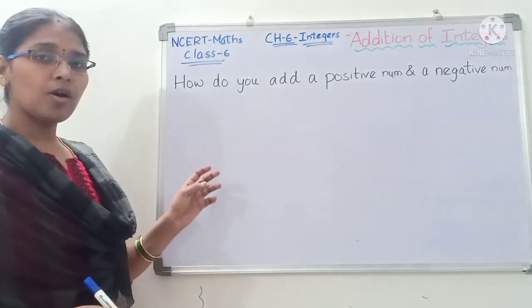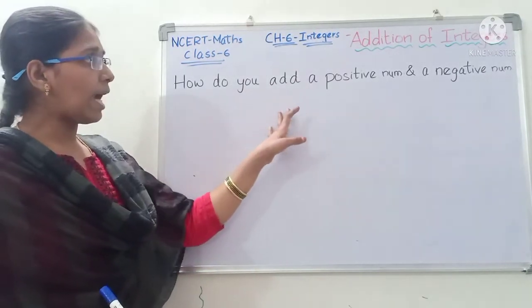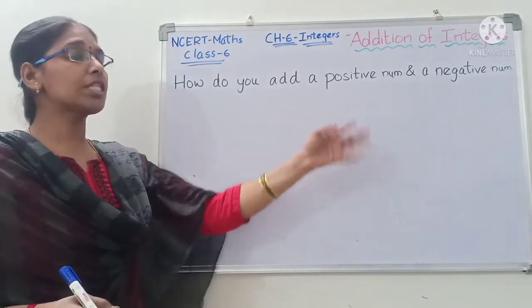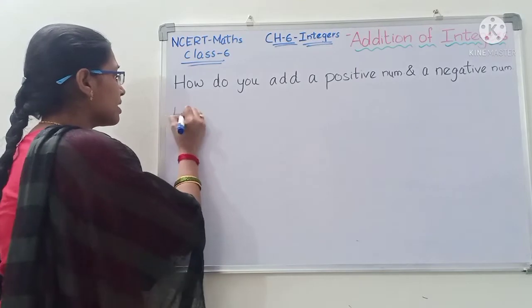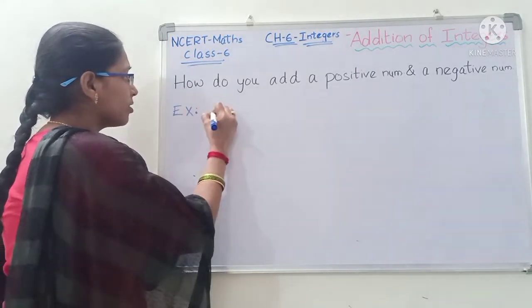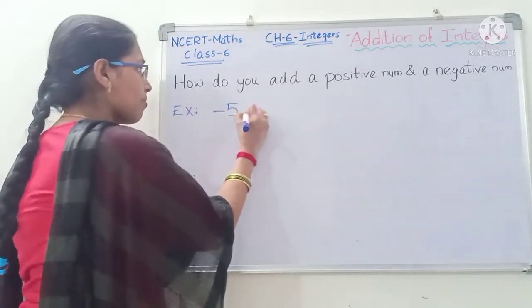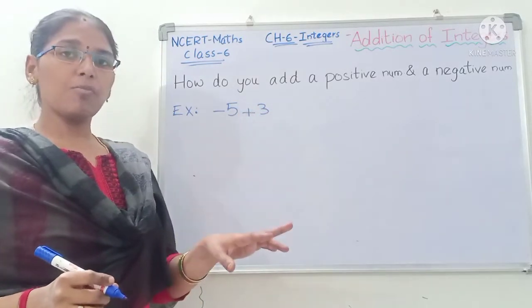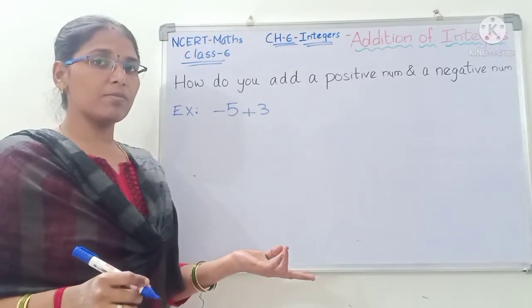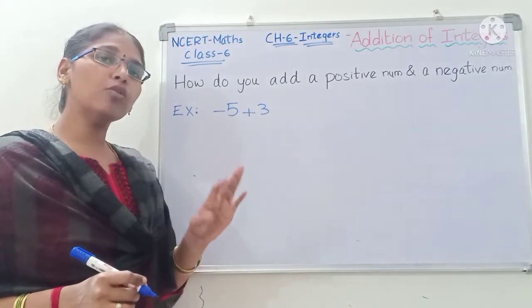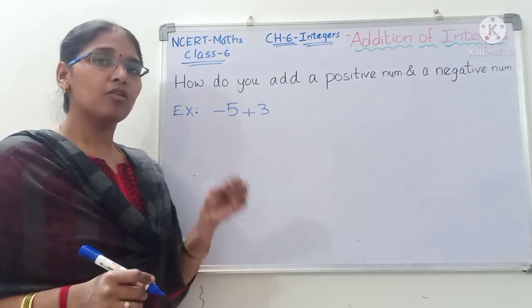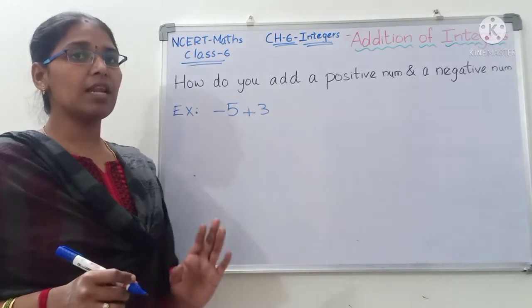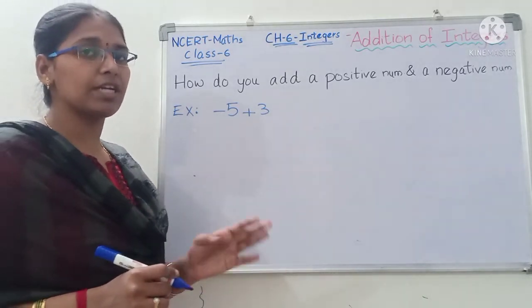Children, now let's see how to add a positive number and a negative number. That is a positive integer and a negative integer. Let us consider an example. Minus 5 plus 3. You all know now: if both are positive numbers, you just add the numbers and keep the positive sign. If both are negative numbers, you first forget the sign, add the numbers, and then keep the negative sign at the last after getting the result.